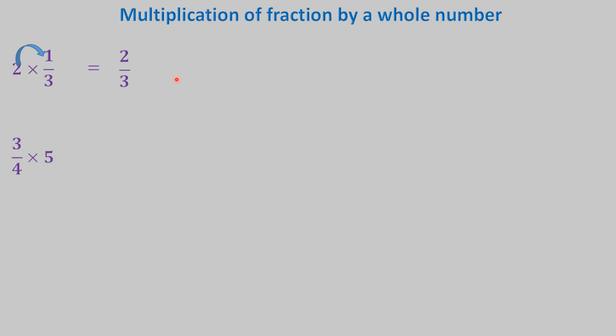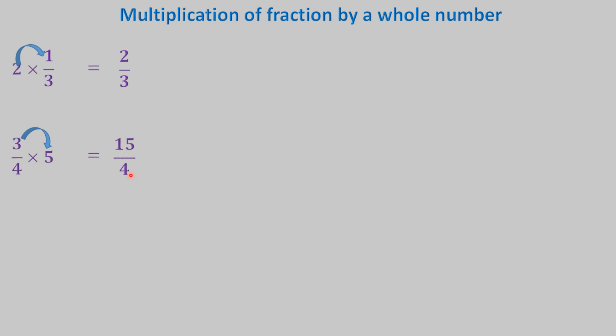See the next example. 3 by 4 is a fraction into 5. 5 is a whole number. Now you have to multiply the whole number 5 to the numerator. So that is equal to 3 into 5 is 15 divided by 4. 4 is the denominator.